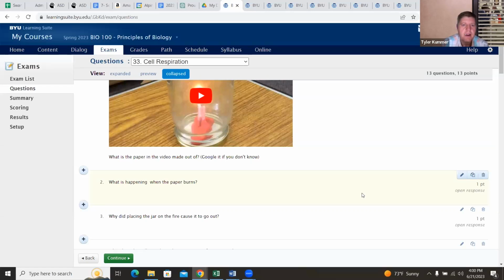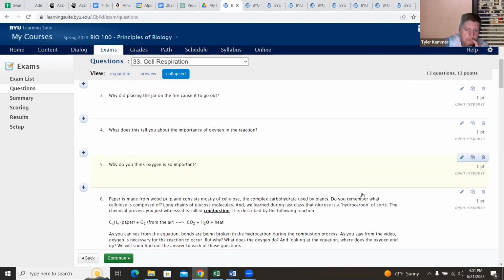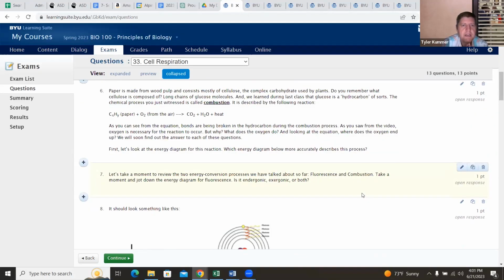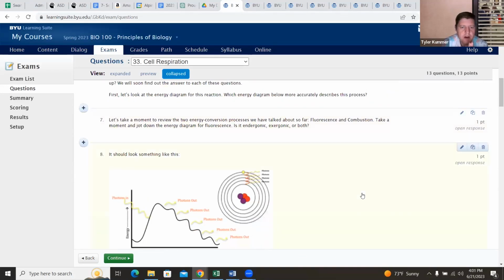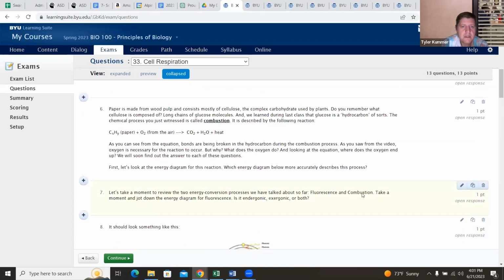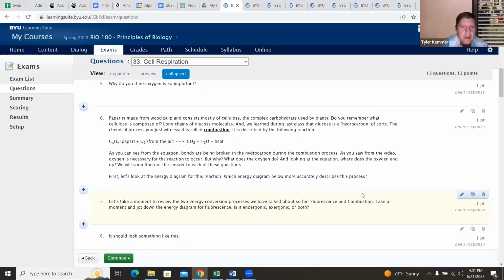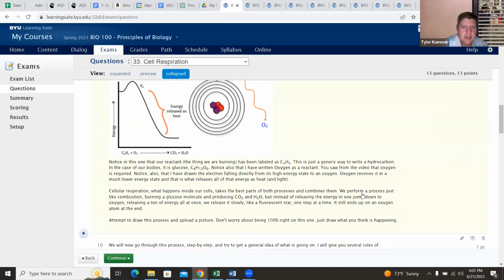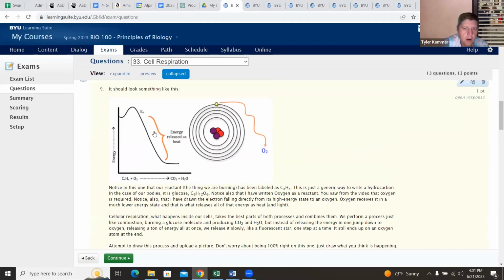It goes out because the oxygen in the jar is consumed. And when the oxygen in the jar is consumed, there's nothing left for that reaction to keep happening, right? The reason is that oxygen is the final electron acceptor for the combustion reaction. And the reason it's such an explosive reaction is that we're releasing all of the energy at once.